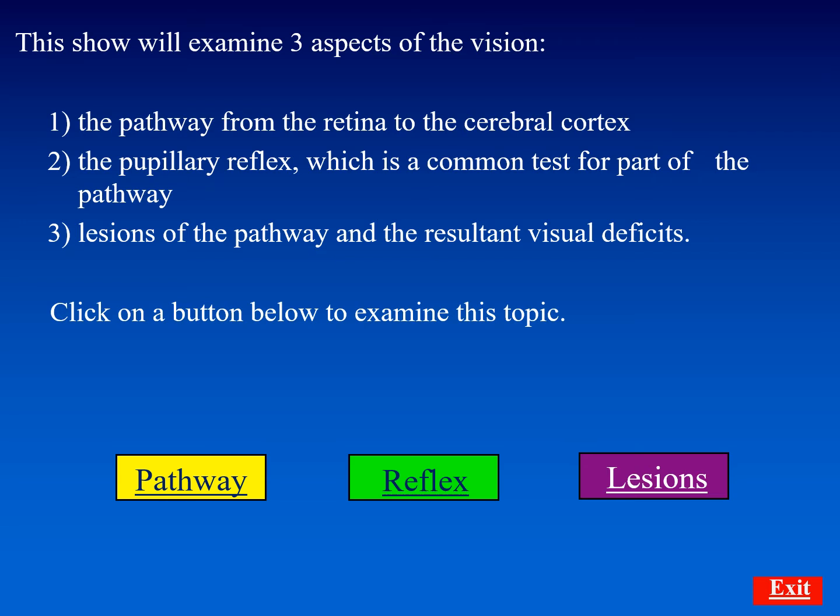First, the visual pathway, starting from the retina and ending in the visual centers of the cerebral cortex. Reflexes associated with the visual pathway, in particular the pupillary reflex, and lesions that will impact the visual pathway.